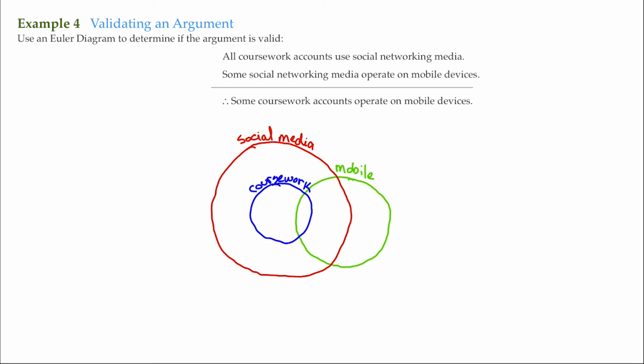So which one is it? Is it this one? Or is it this one? Well, there's a conflict. And since there's a conflict, that means that this argument is invalid. And there you go.